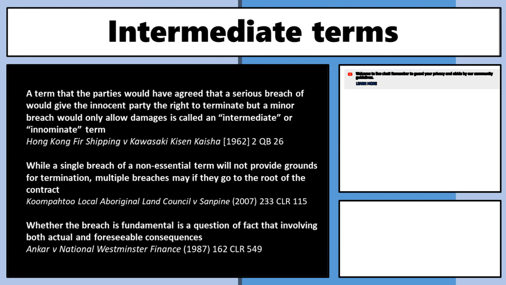Okay, now, sometimes you can have not one term that can be construed one way or the other as either a condition or a warranty, depending on the scale of the breach. Sometimes you can have multiple breaches of a non-essential term, a term which is clearly going to be a warranty, but multiple breaches of that term can actually, and this is the phrase there, go to the root of the contract itself.